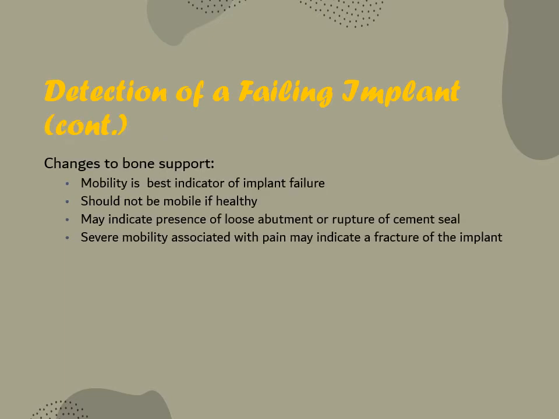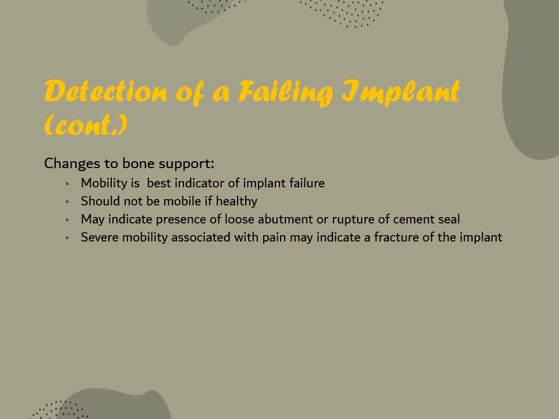Changes to the bone support. So mobility is the single best indicator of implant failure. If the implant becomes mobile, then there's not a whole lot that anyone can do. It should not be mobile if the implant is healthy. It can indicate the presence of a loose abutment or the rupture of a cement seal.